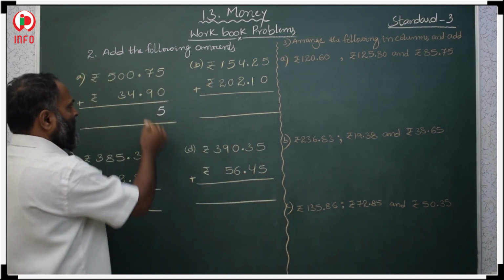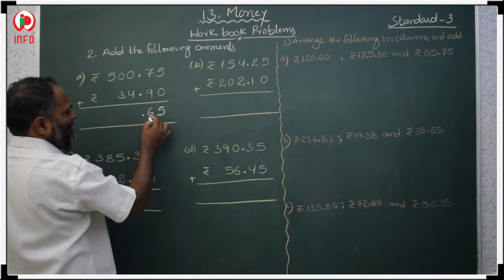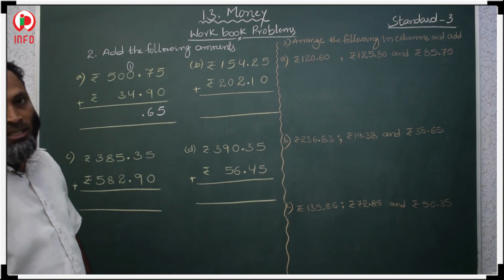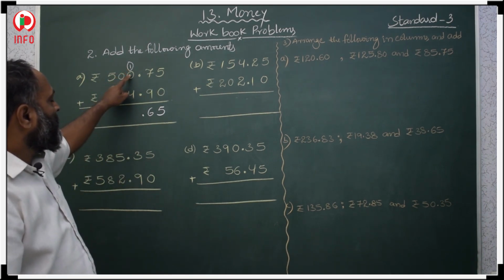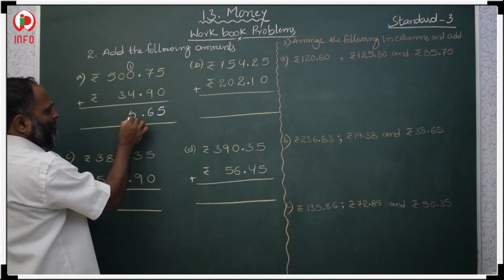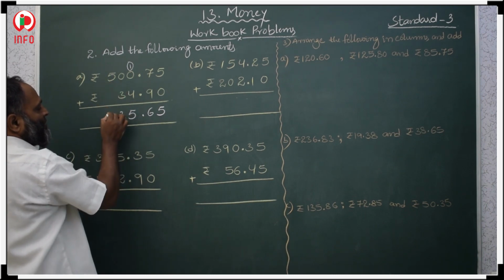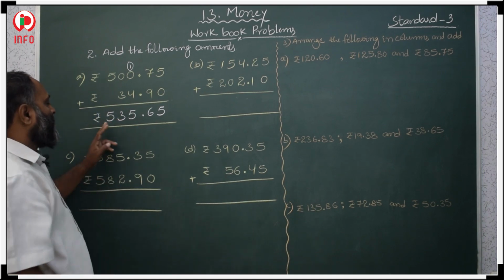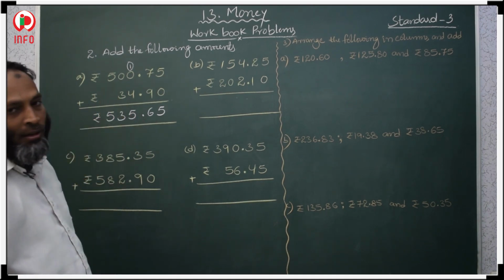It is 16. 16 means 6 in the hundredths place of a paisa and 1 we should carry over to the next digit, that is rupees. So 1 plus 0, 1. 1 plus 4, 5. 0 plus 3, 3, and this is 5. Rupees 535 rupees 65 paisa. Okay.